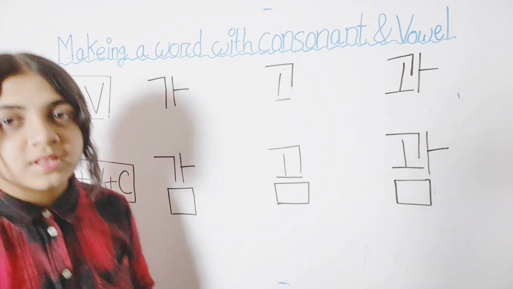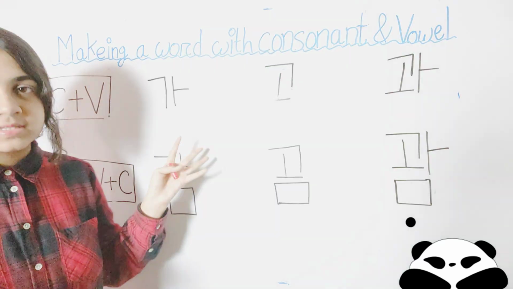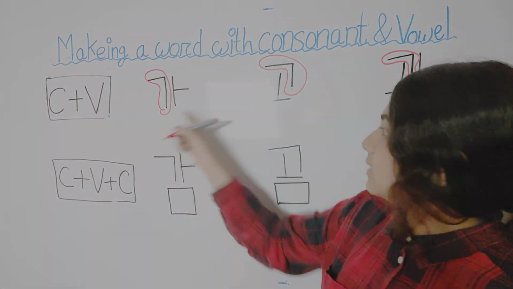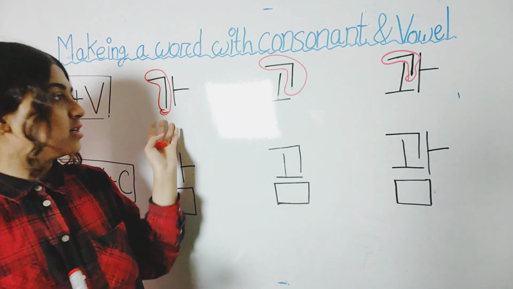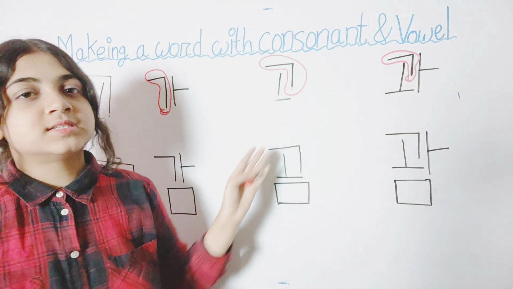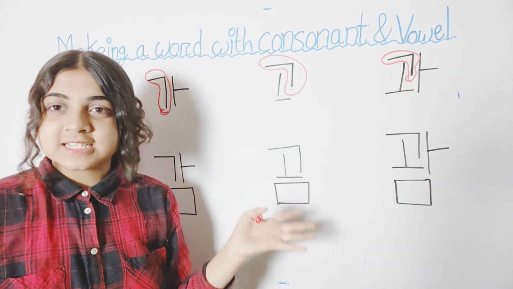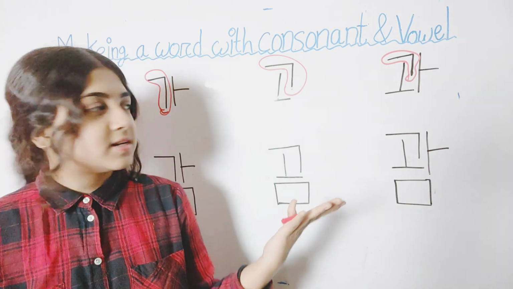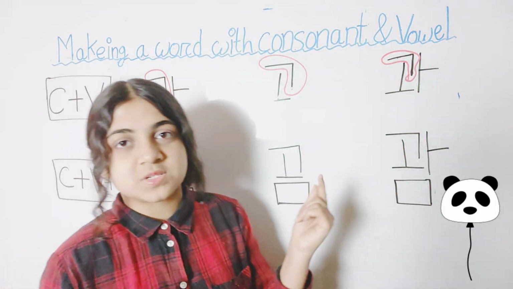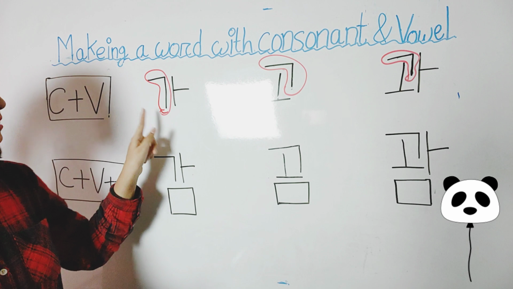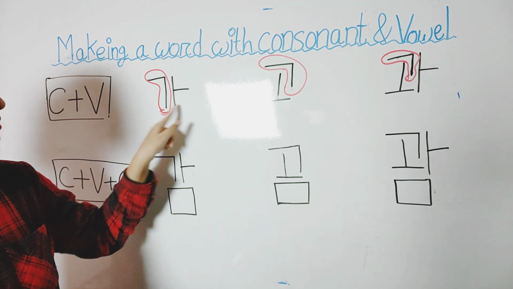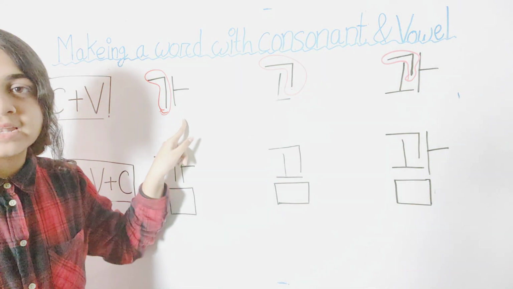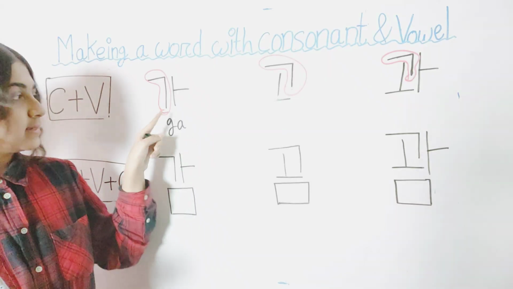First of all, I'm gonna circle the consonant, which is g. We know that among all the consonants, this g is the first one. G and a, this is the vowel. So g and a is ka, ka.